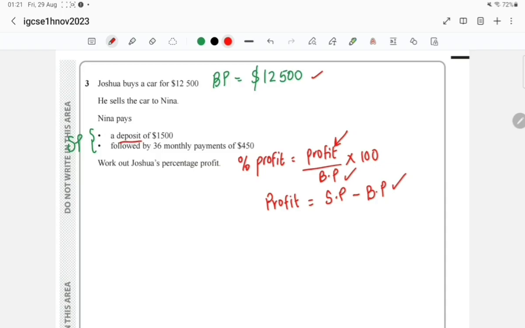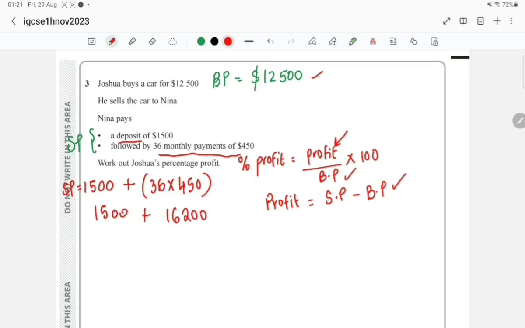Okay, so Nina pays a deposit of 1,500. So it would be 1,500 plus 36 monthly payments of 450. So 1 month is 450. 36 months would be 36 multiplied by 450, right? So this is my selling price. Now 36 multiplied by 450 will give you 16,200. Okay, add that to the deposit, which was 1,500. This will be giving you $17,700.